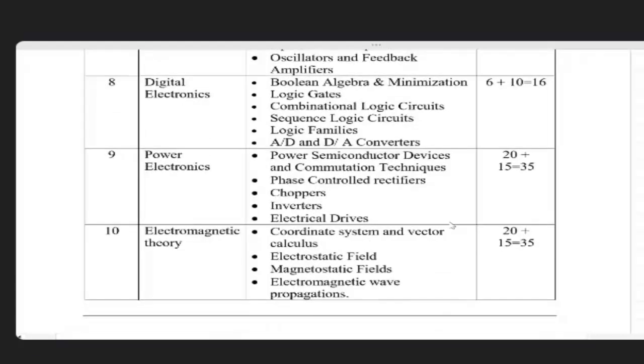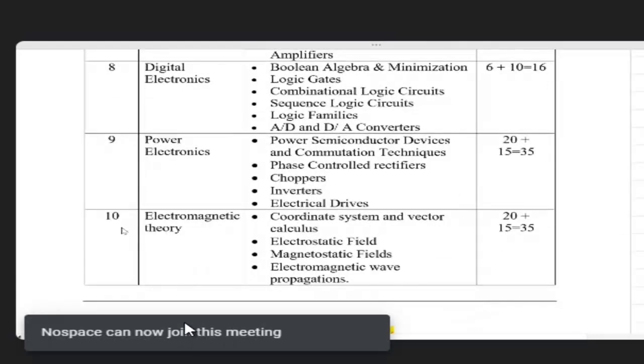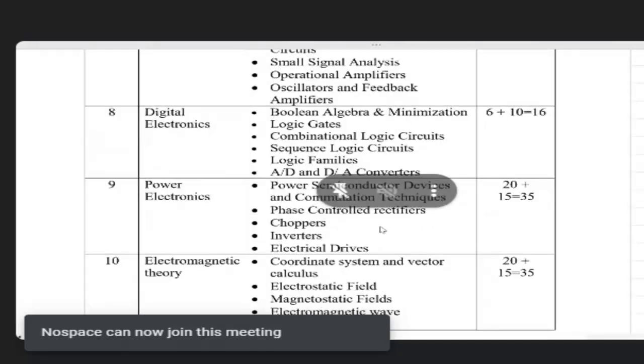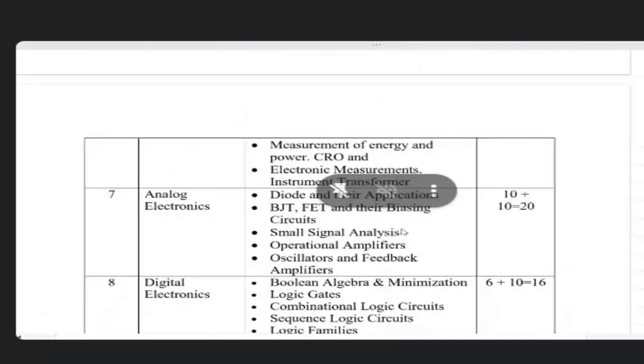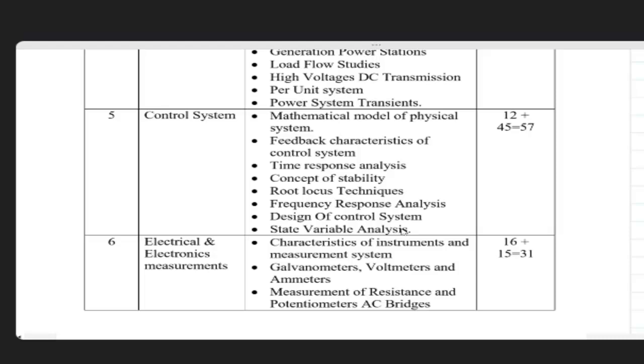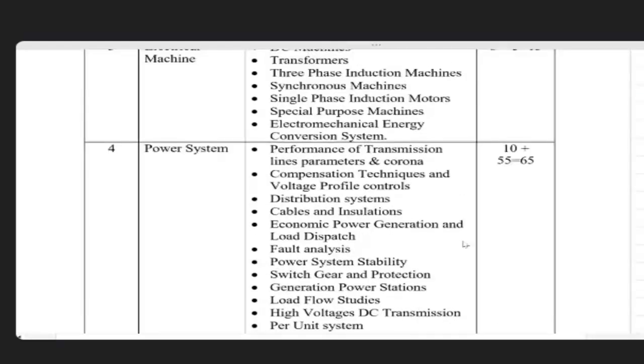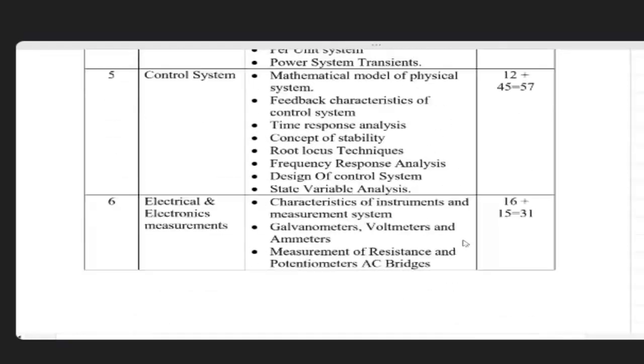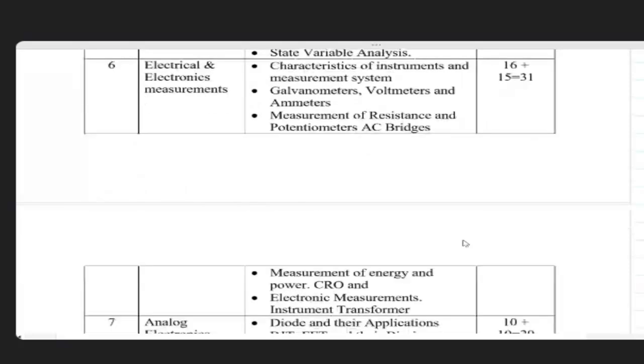Important topics we have covered. You can see there are a total of 10 subjects and the weightage of the 10 subjects is nearly equal, or 2 subjects have higher weightage, like control system and power systems. So we will focus on these subjects accordingly.